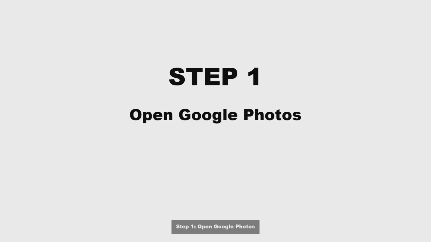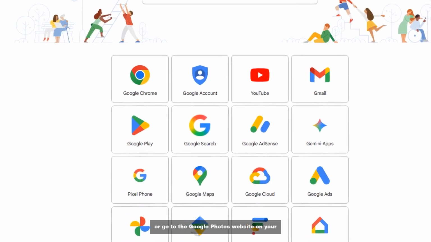If you want to block someone on Google Photos to prevent them from sharing photos with you or accessing your shared albums, follow these steps. Step 1. Open Google Photos. Launch the Google Photos app on your device or go to the Google Photos website on your computer.